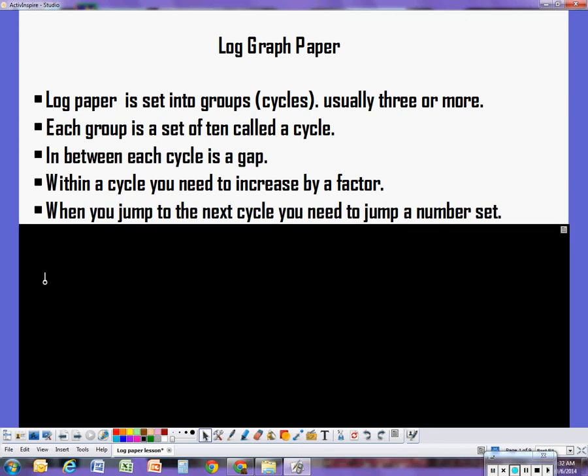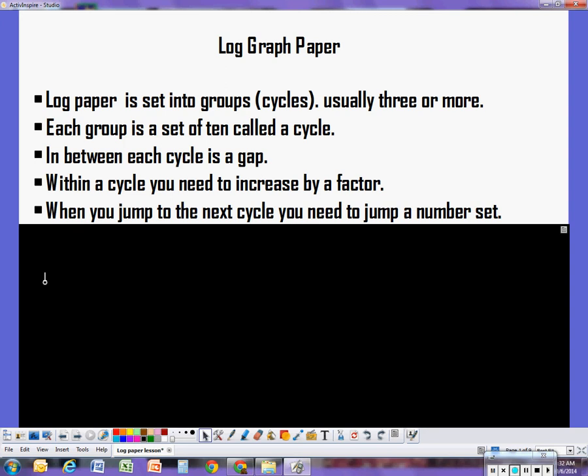So like I said, when you jump to the next cycle, you need to jump a number set. So we'll do the example today of tens, hundreds, thousands. That's usually the most common. Or you can do one, tens, hundreds. What's nice is this data is usually whole numbers. You'll never have any decimals or anything like that.